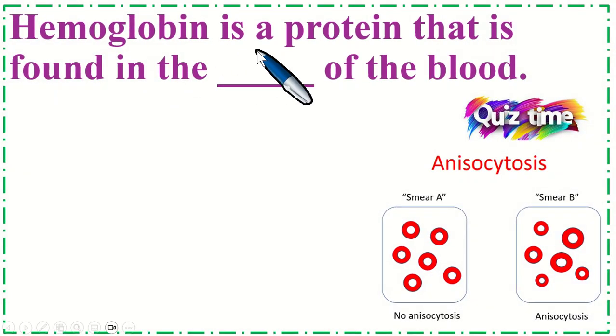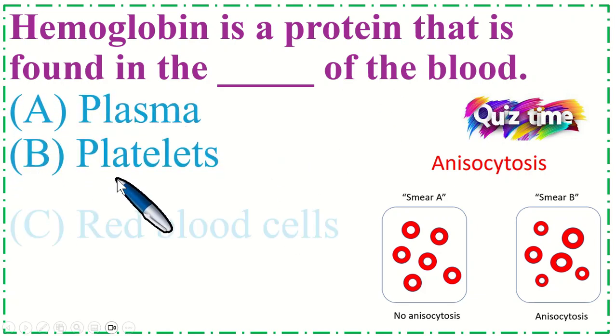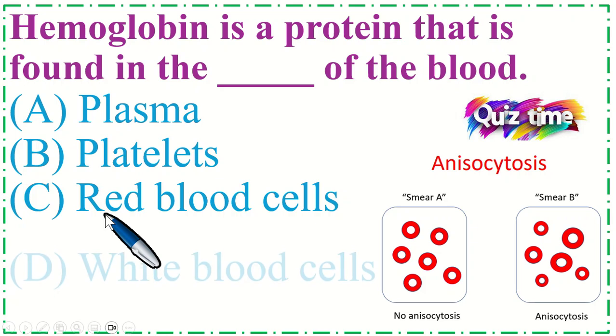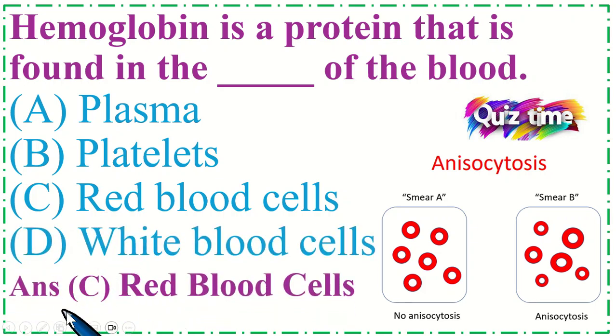Hemoglobin is a protein that is found in the dash of the blood. Option A plasma, B platelets, C red blood cells, D white blood cells. Correct option is C red blood cells.